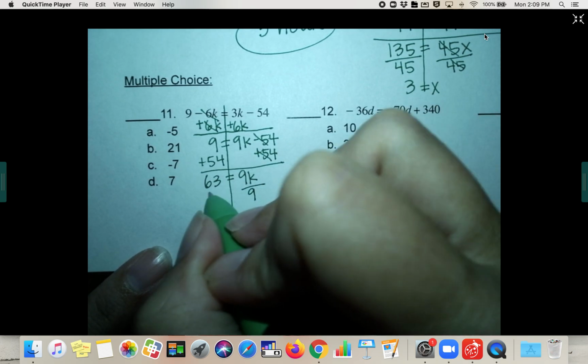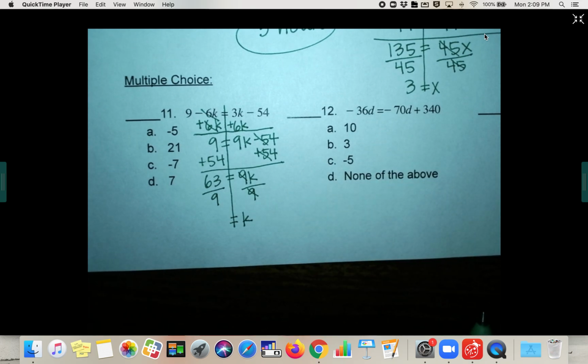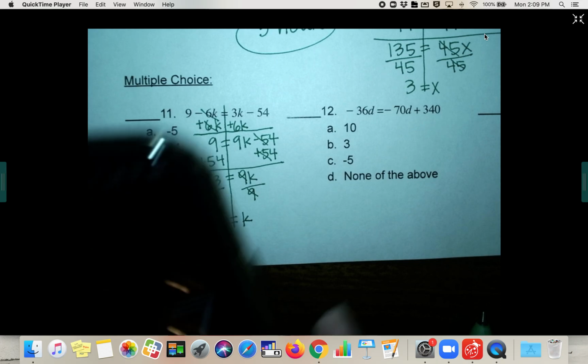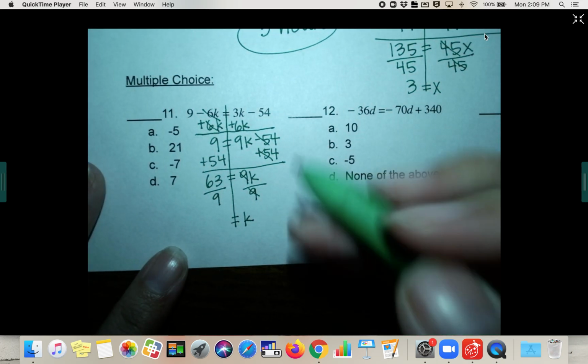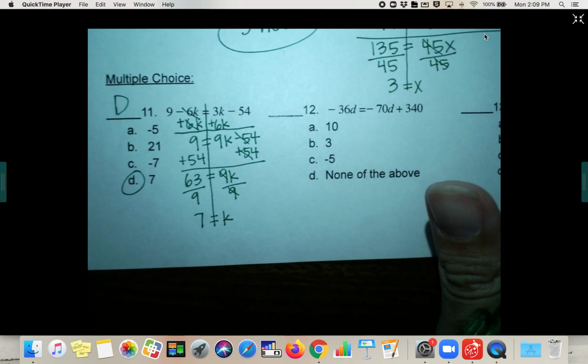Divide both sides by 9. I believe 63 divided by 9 is 7. Just checking, always check on your calculator. Yes, it is. So it's +7. So the answer is D, +7.